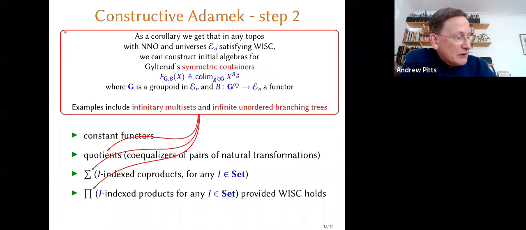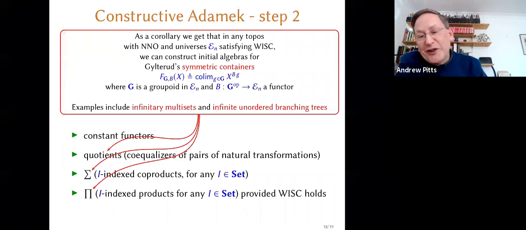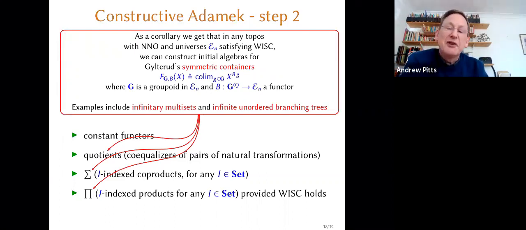So an example: we already know that polynomial endofunctors on toposes with natural number objects have initial algebras, but you don't need the axiom of choice to prove that. But I don't think that we knew before that, for example, symmetric containers in Gylterud's sense have initial algebras in that constructive setting.